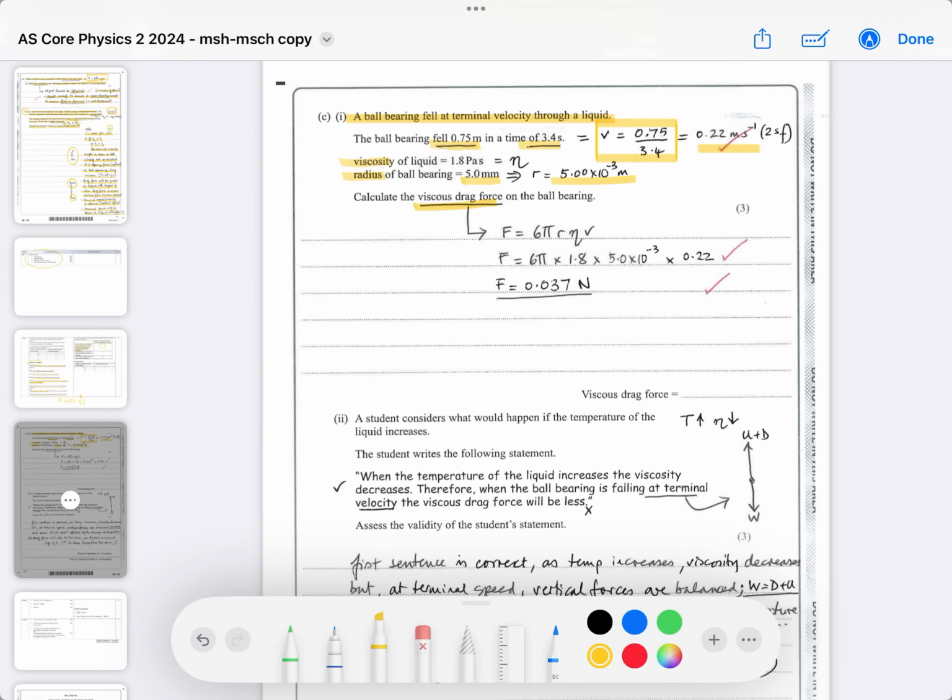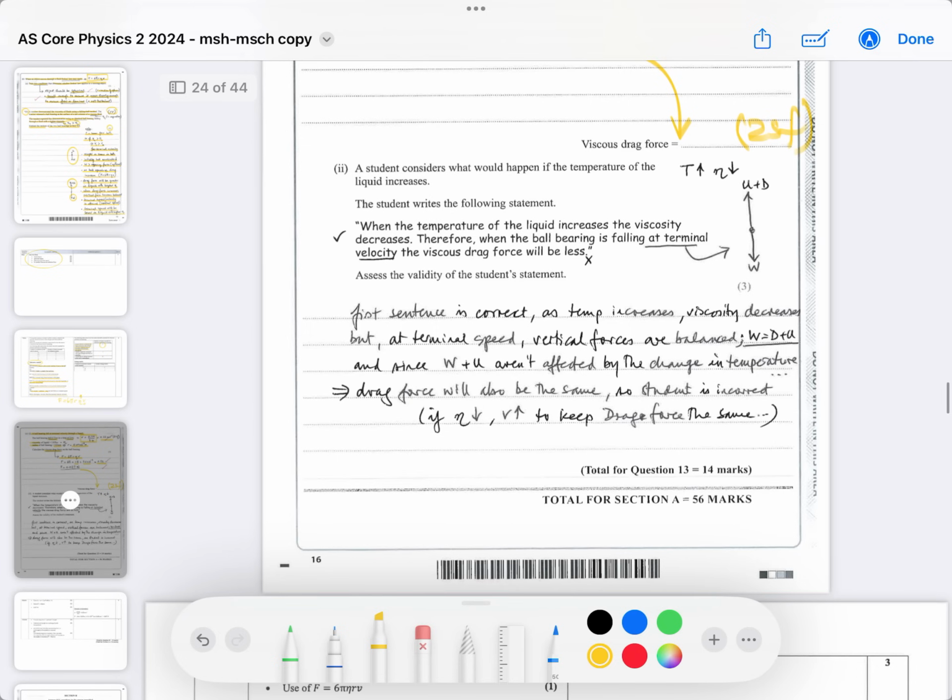They want you to calculate the viscous drag. All you've got to do is put the numbers in. 6 pi we know, R, that's eta, sorry, this is 1.8 is eta, and this is the radius, and that is the velocity. So all you do is put the numbers in, and again 2 significant figures seems to be the order of the day that you should put in there. Okay, 2 significant figures, because the data provided is 2 significant figures.